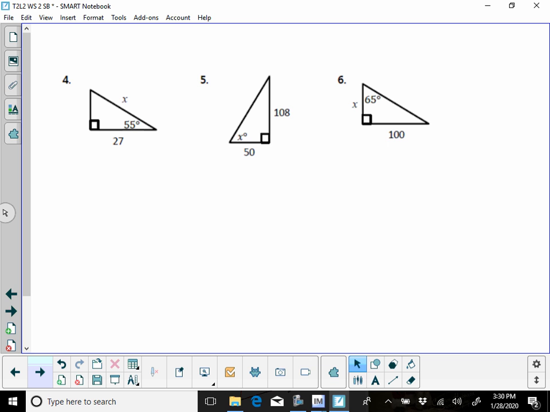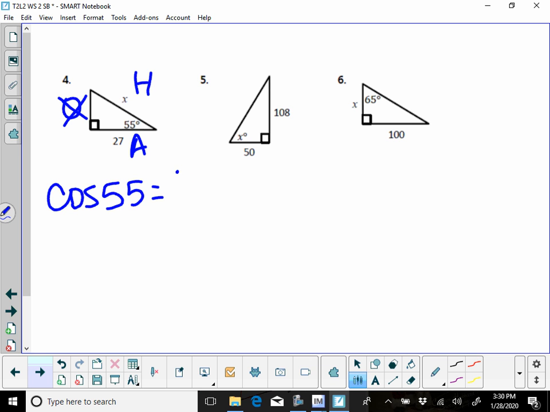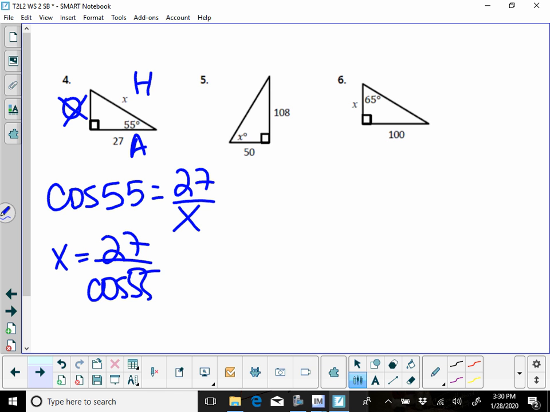So let's look at number 4. Okay, so here's your angle. So we've got opposite, hypotenuse, and adjacent. So we don't have anything on the opposite, so we're going to be using cosine. So cosine of 55 is equal to adjacent over hypotenuse. So this is the switcheroo again. So x is going to equal 27 divided by the cosine of 55. And that's going to give you, to the nearest tenth, 47.1.